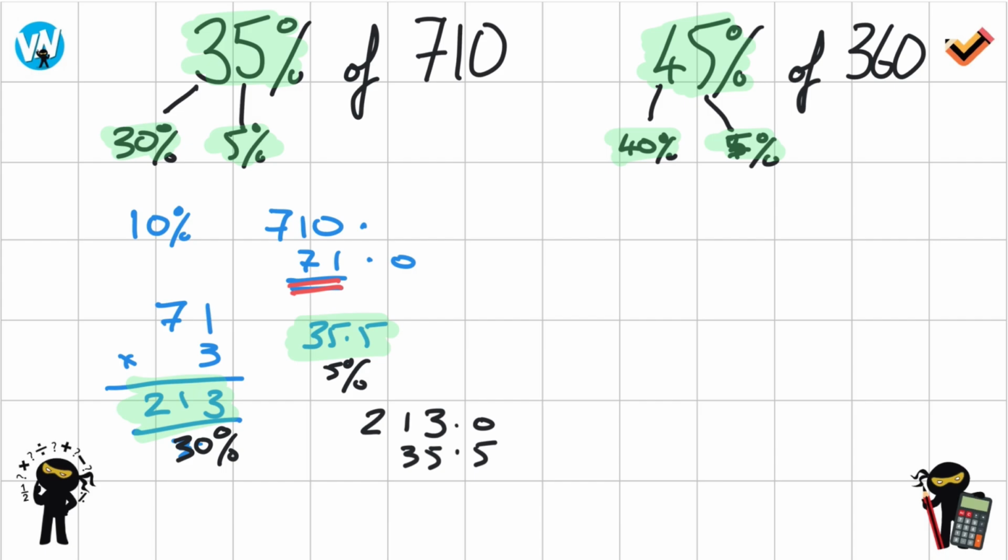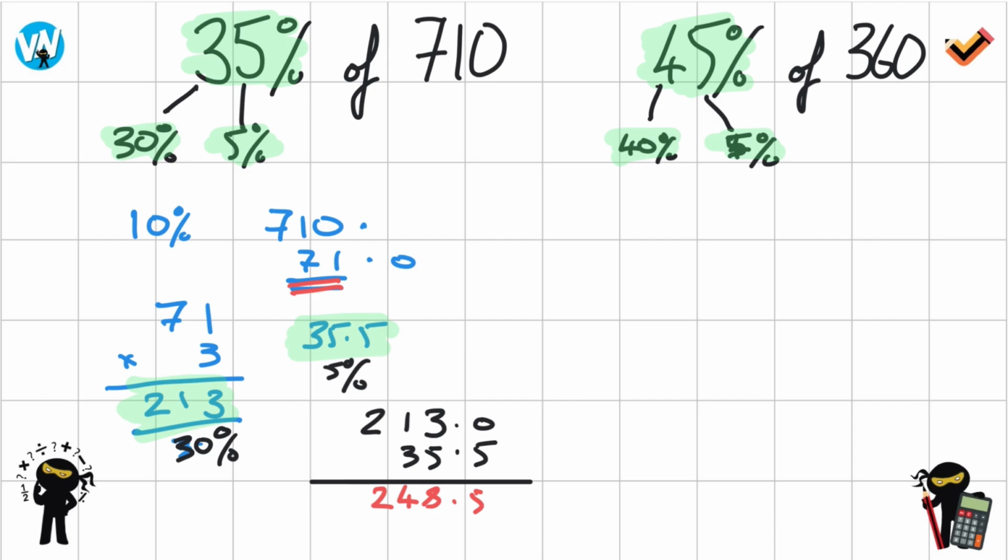And again, I'm doing this in a small space. You would be absolutely using all of your squared paper. And we can just add that up then. So we've got 5, we've got 8, we've got 4, and we've got 2. So we would get 248.5. Very simple, very effective. And again, you have to go through a little bit of working out. That's just the process with this.